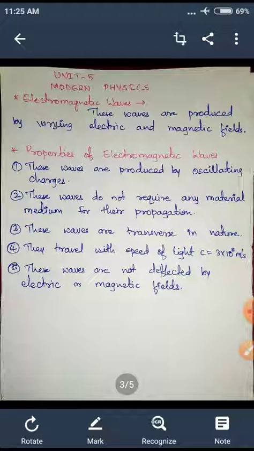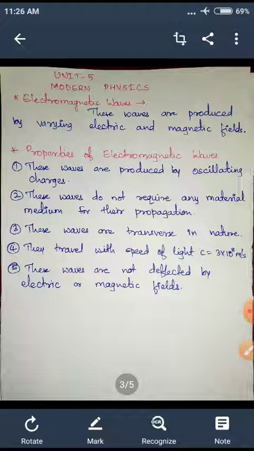Point number 1, these waves are produced by oscillating charges. When the charges are oscillating, when the charges are changing their position, an electric field is formed. So the electric field is changing, therefore the magnetic field will also change, which will give rise to electromagnetic waves. Therefore these waves are produced by oscillating charges.